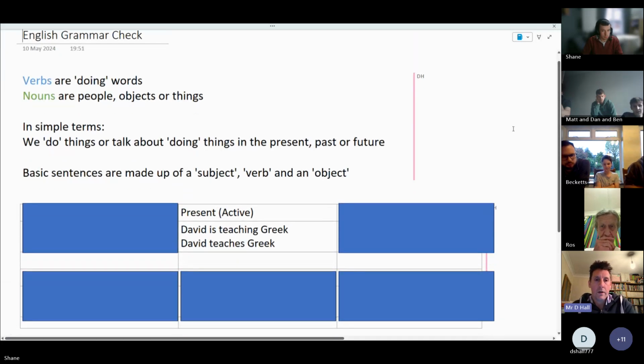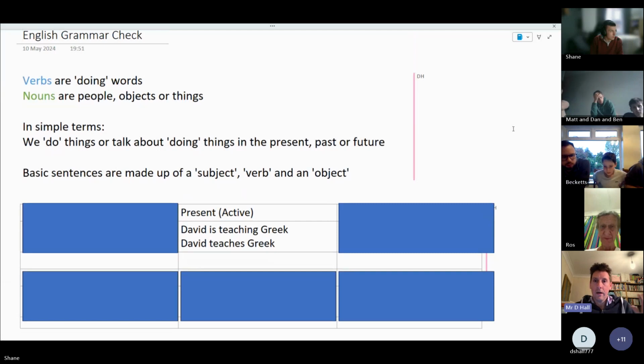English and Greek are different in terms of the way that they present things, and so when we read Greek and what we're learning, it's going to come across slightly different to our English. So firstly, verbs you'll possibly remember, and you'll describe them as doing words, and nouns are things, people, objects, or things.